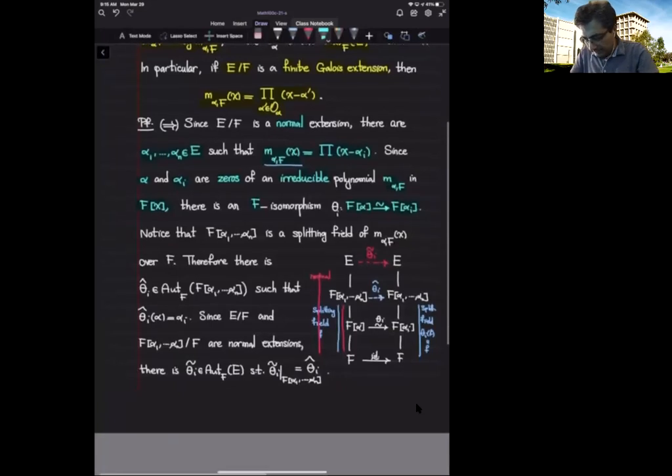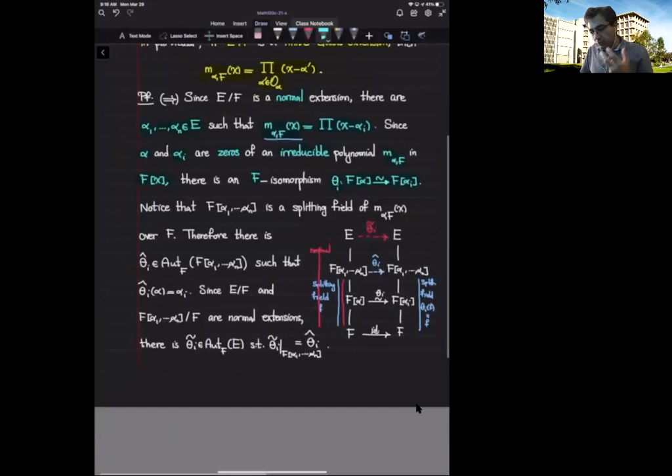So this was the stepping stone for that proof: because alpha and alpha sub i, both of them, are zeros of an irreducible polynomial, then after adding them to F, I can get an F-isomorphism from F(alpha) to F(alpha sub i). Now I want to use that extension result about splitting fields.